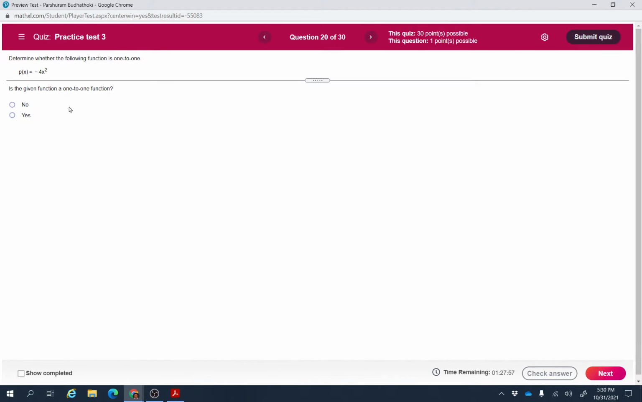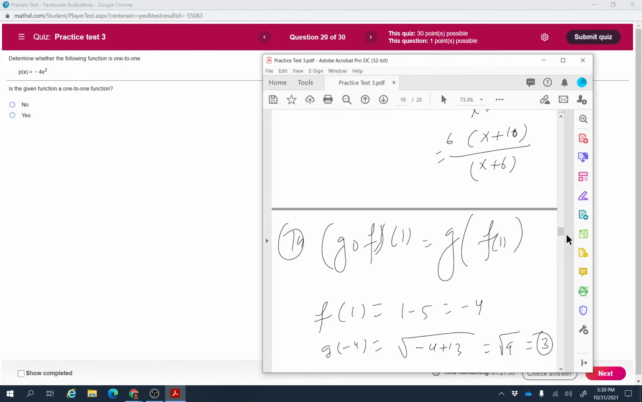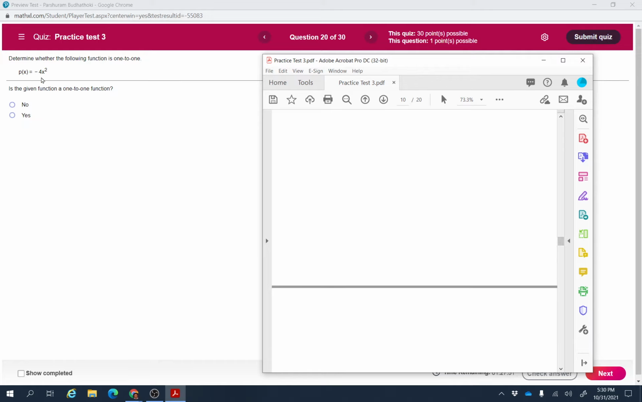Okay, what kind of function is this? Is this a one-to-one function? A one-to-one function should pass the horizontal line test, but this is a parabola. This is a quadratic function. So if you try to draw the graph of this function, you can see that the graph would look like this. And this graph does not pass the horizontal line test. So that means it's not one-to-one. No.